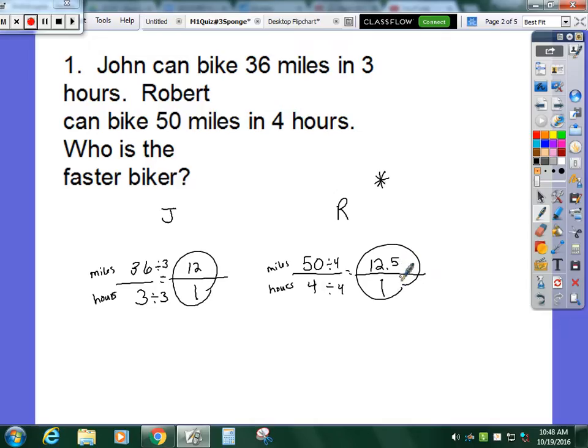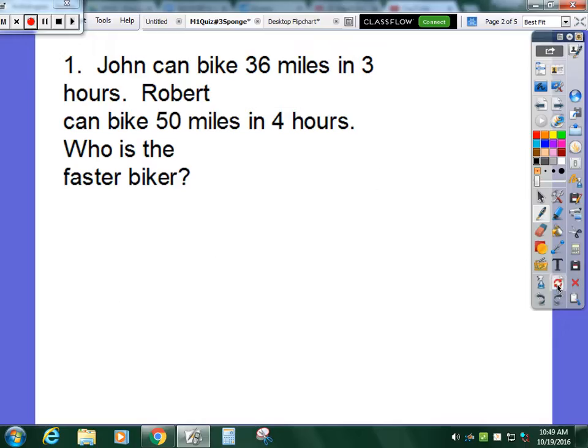Okay, so hopefully your work looks like this. If you use labeled equal fractions tomorrow on your quiz, you are going to do fantastic. Okay, let's go to the next one.